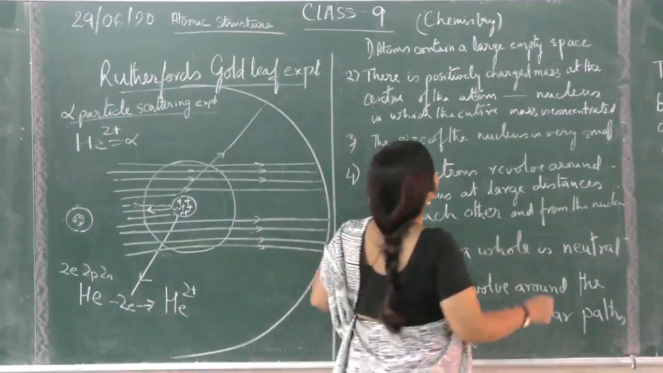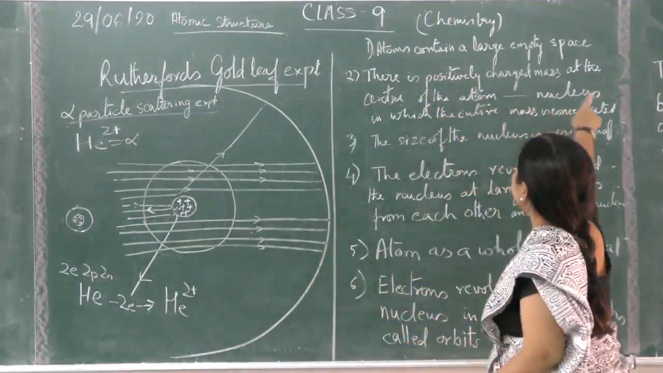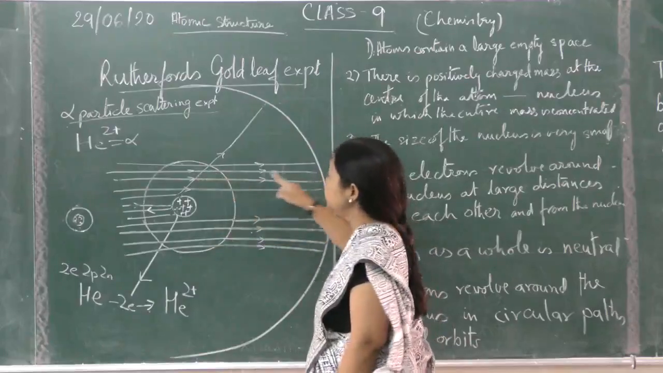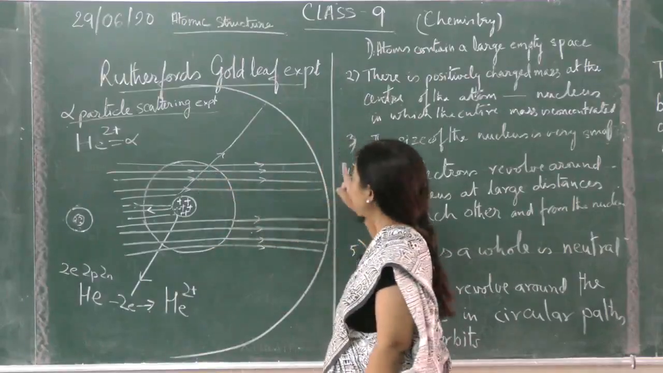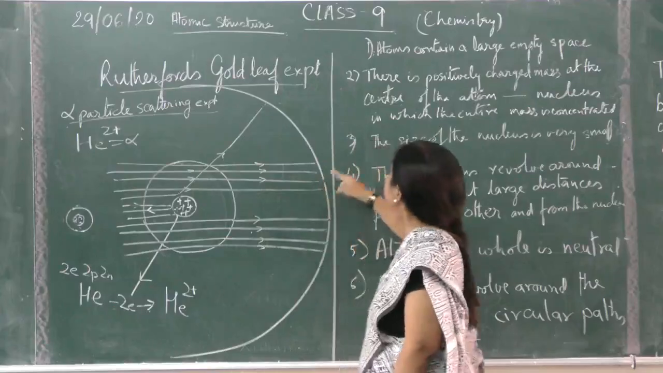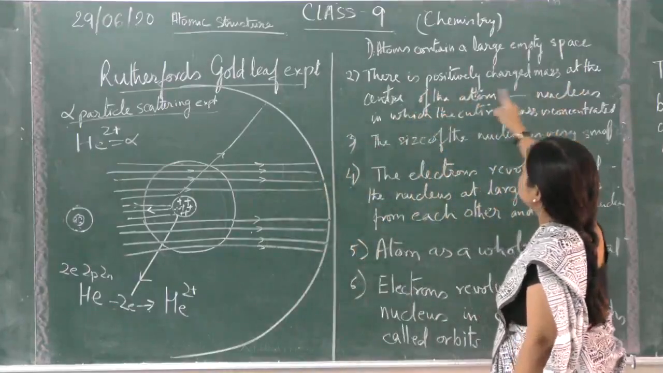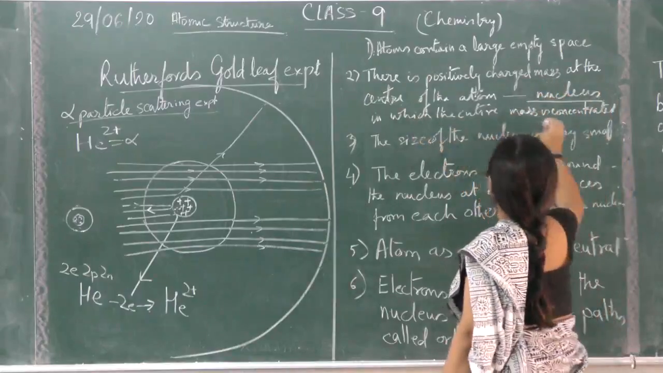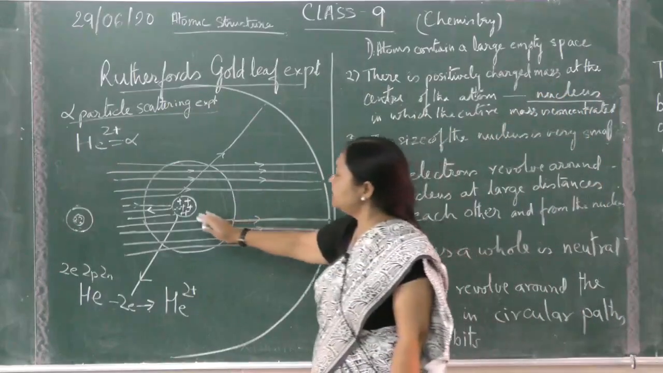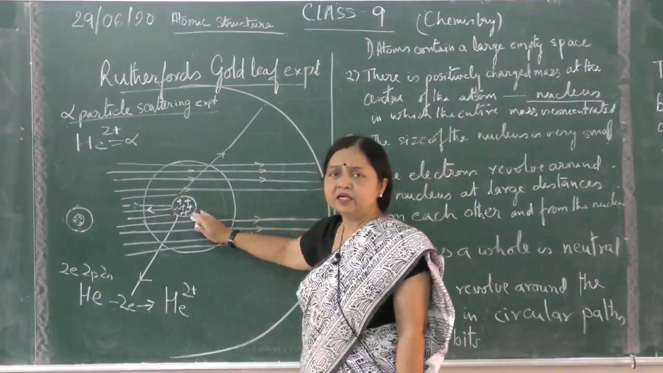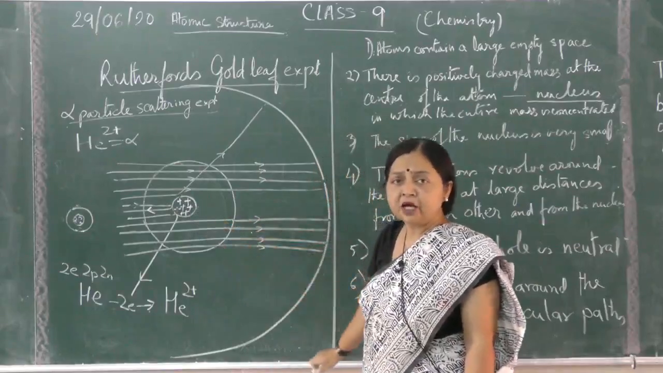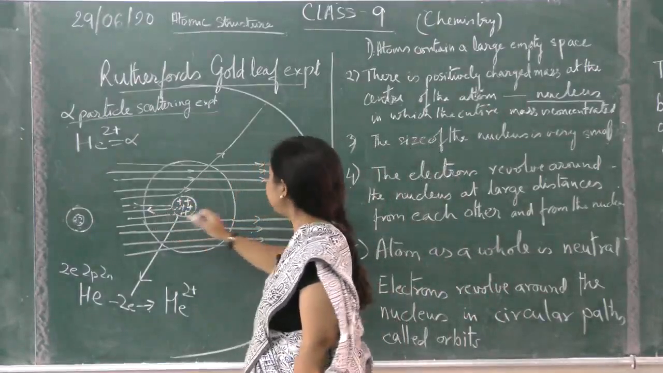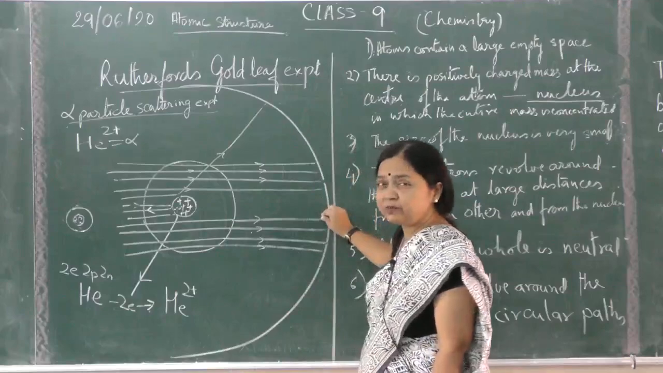Now these are the conclusions that he drew. Atoms contain a large empty space. It has to be empty space. That is why the particles pass unhindered and hit the zinc sulfide screen over here. There is a positively charged mass at the center of the atom, which he called the nucleus. This nucleus is a very, very dense mass, and it does not allow anything to pass through it. That is why there is a small shadow over here, a very small shadow.